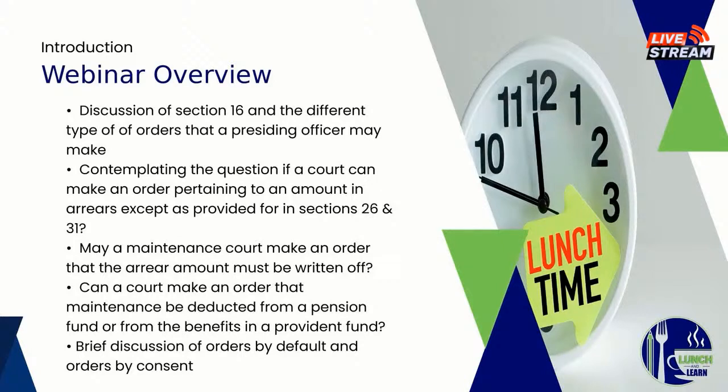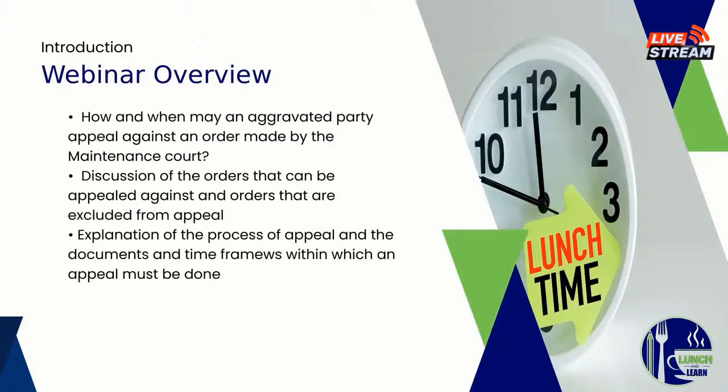And then a discussion on orders by default and orders by consent. Lastly, we'll also be looking at how and when an aggrieved party may appeal against any order made by a maintenance court, which orders can be appealed against, and which orders are excluded. So if you're unhappy about a certain order, you cannot always follow an appeal procedure to have it overturned by a higher court.